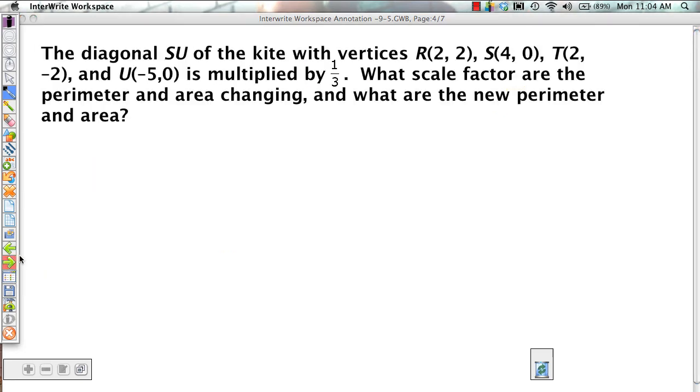Let's take a look at another example. So here we're given the diagonal SU of a kite with those vertices is multiplied by 1/3. What scale factor are the perimeter and area changing? So if you remember, perimeter you could think of as one dimension because our answers are just in units.